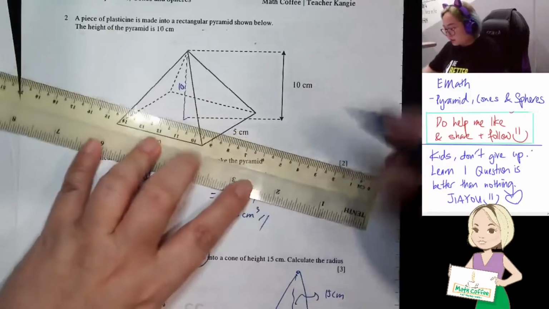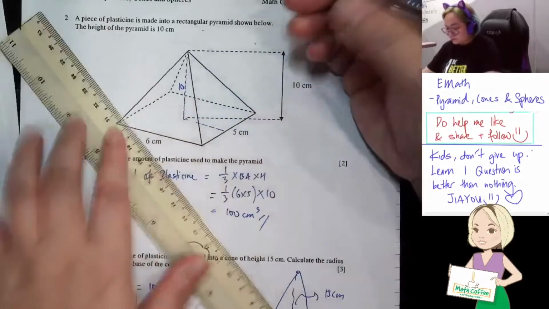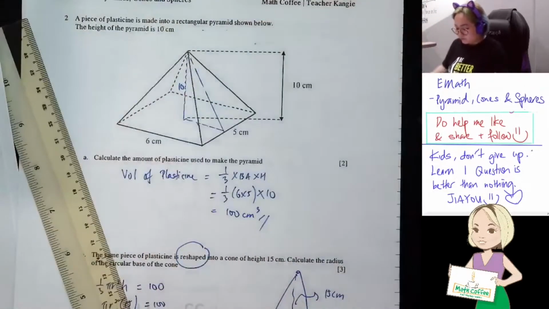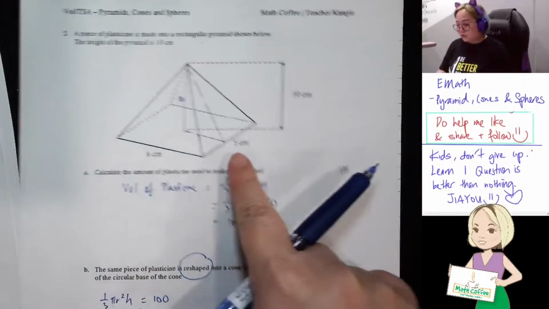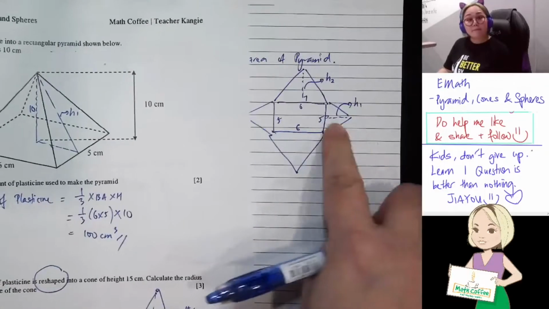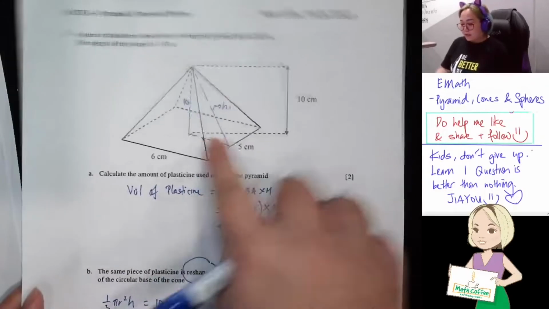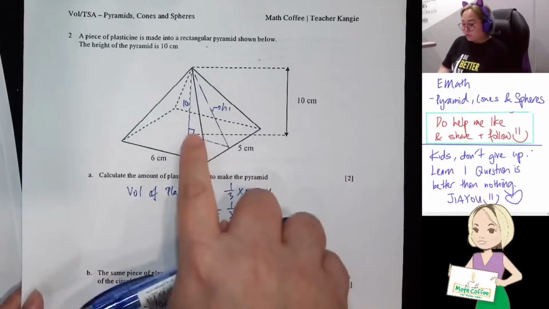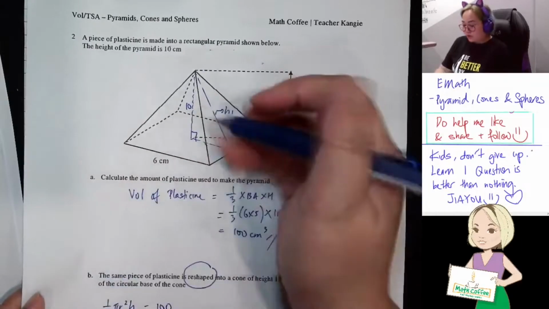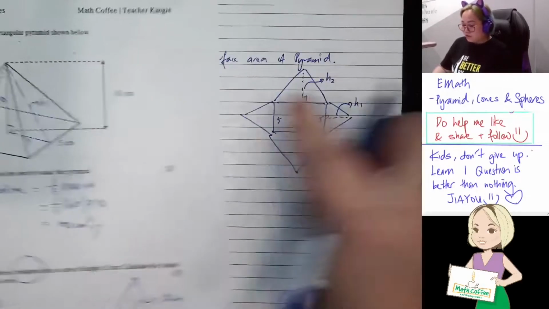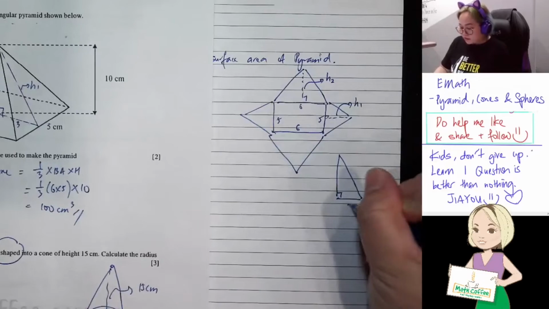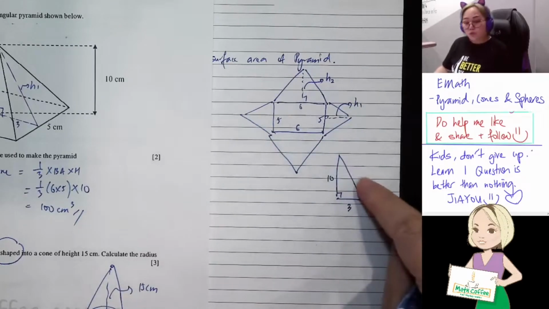So draw this one. I'm going to draw a dotted line, and this one. When I draw in the 3D form, this is my H1, which is here, and this is a right angle triangle. Now what is the bottom here? This is 6, so just take half of the 6. So this is 3. If I draw it out here, this is 3, this is 10, and the H1 is here.